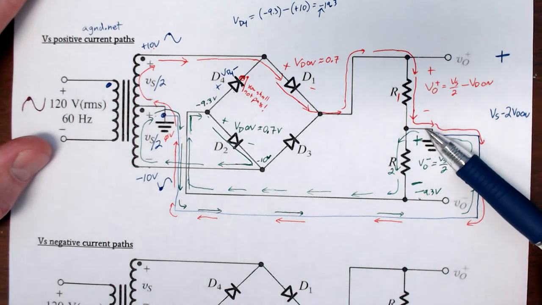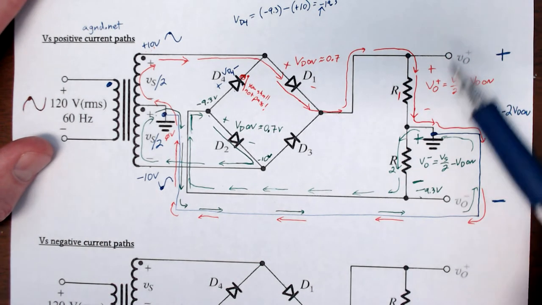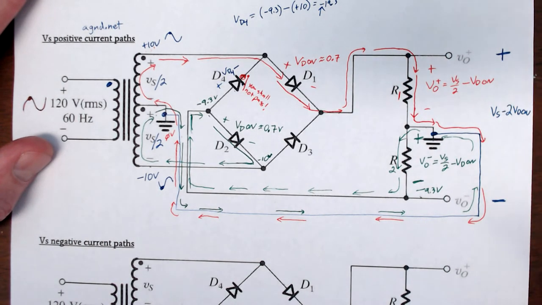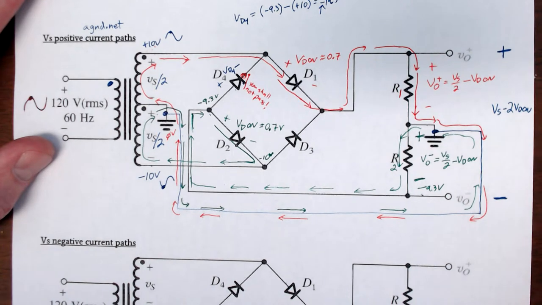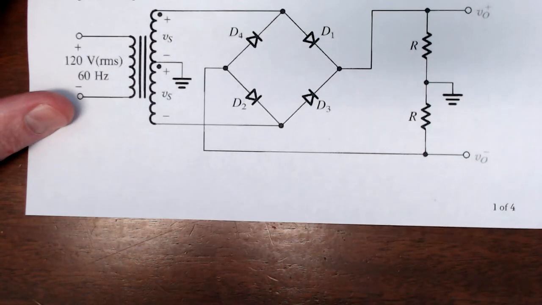Sometimes we do add the center tap even when using a bridge rectifier, because we want a positive and a negative power supply, about zero, a bipolar power supply. All right, I'm going to move on to this one.